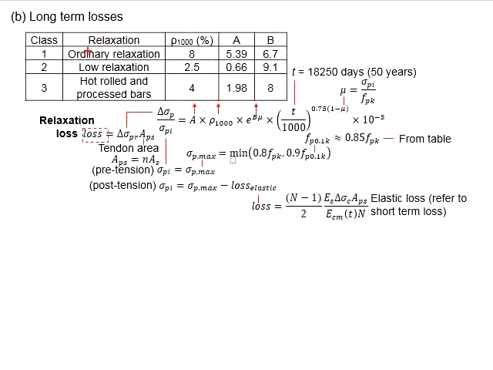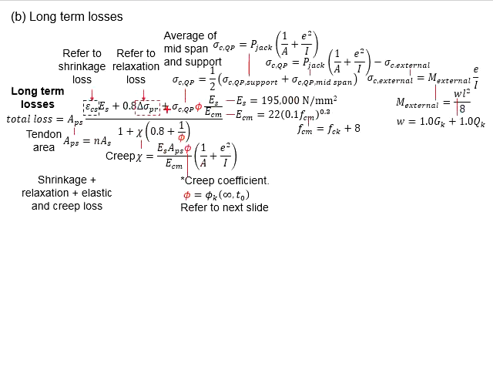And if you refer to this slide here, the relaxation loss is calculated by sigma PR and APS, which is this sigma PR times APS. There is a factor here to modify the magnitude of the relaxation loss. To be more specific, the factor will be this. Since we have discussed these two in the previous videos, for more detail you may refer to those videos.